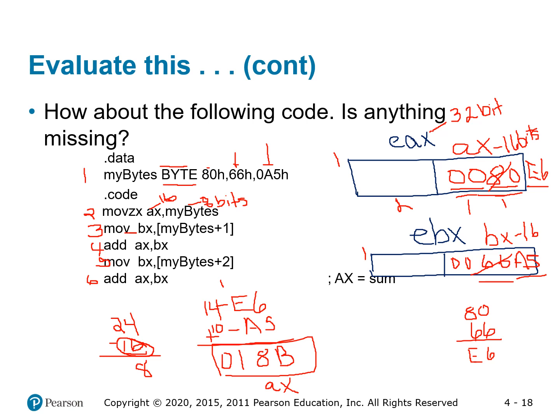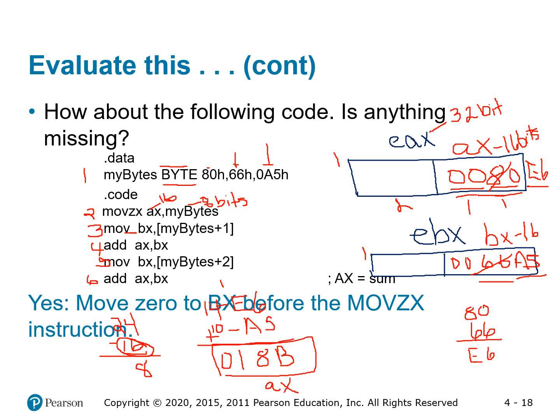Okay, so the whole purpose of this is just to talk about moving something smaller, like a byte, into a register that is bigger. And how do we do that? We use the MOVZX. And it says move 0 to BX before the MOVZX instruction. Okay, so they did that a little bit different. You can try that out.